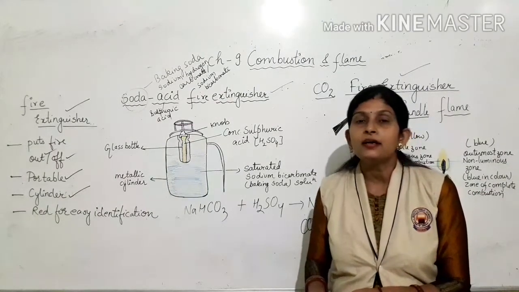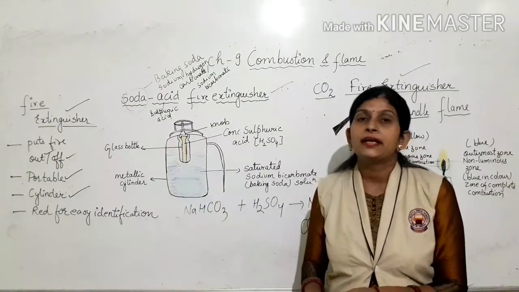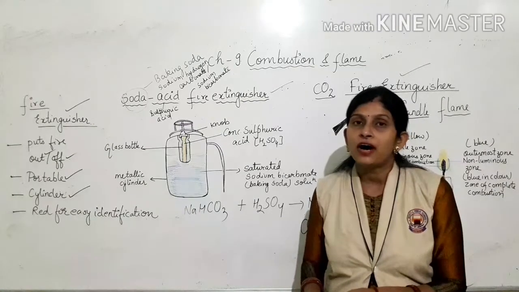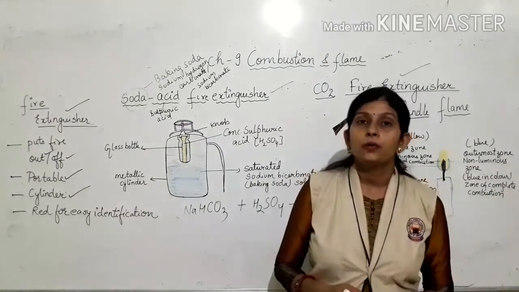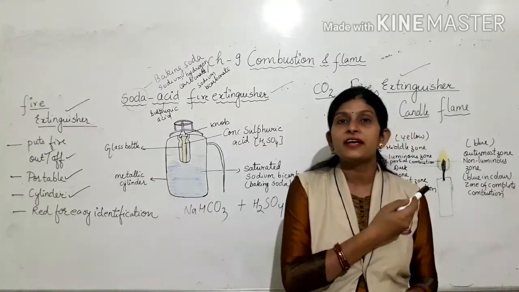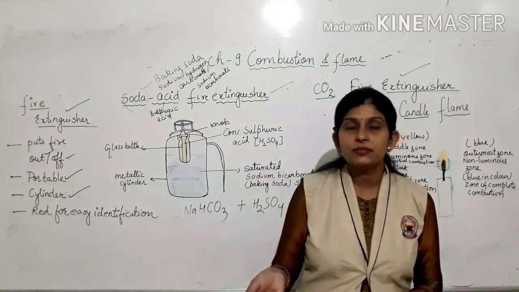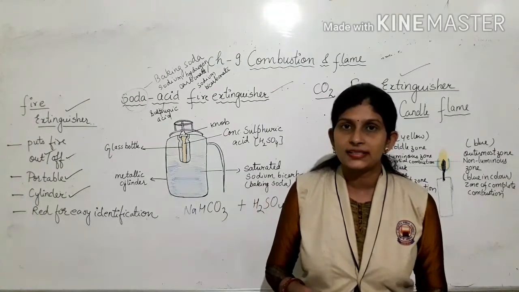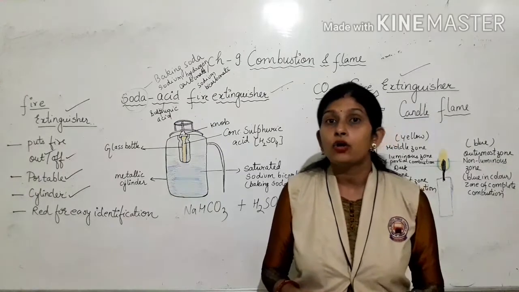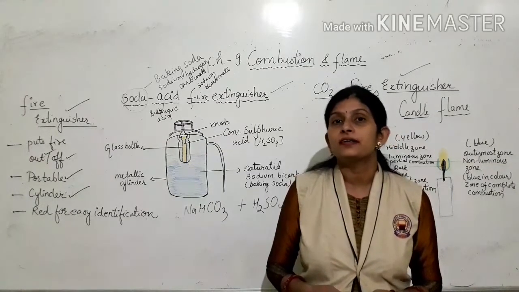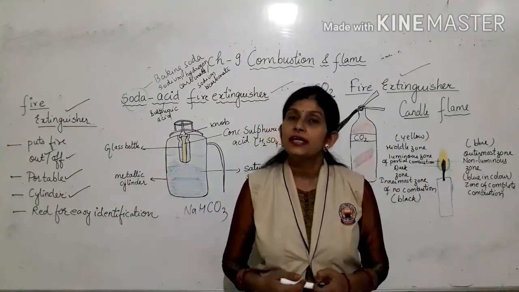So, now the fire or burning substance does not get oxygen, and in the absence of oxygen, the fire or burning substance will be extinguished. Now, this carbon dioxide fire extinguisher can be used in oil or petrol fires, meaning fires caused by flammable liquids like oil, petrol, diesel, and it can also be used in electrical fires because carbon dioxide is a bad conductor of electricity.